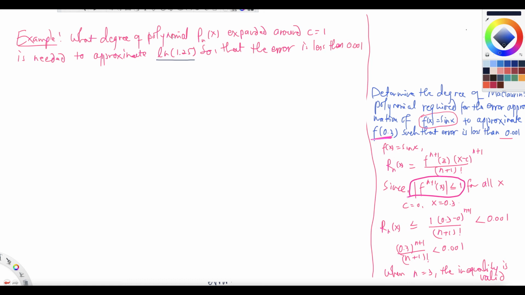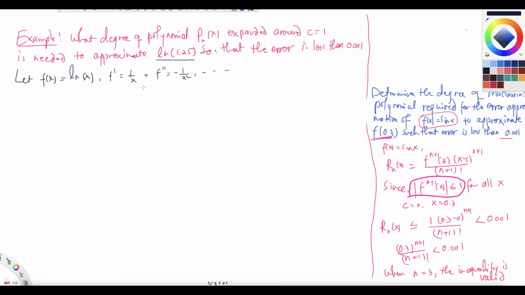What we want to do first is let f(x) equal the natural log of x. That is f(x). So what is f prime of x? You see that f prime is 1 over x. What is f double prime? Negative 1 over x squared. You see that? Plus, minus, like that.